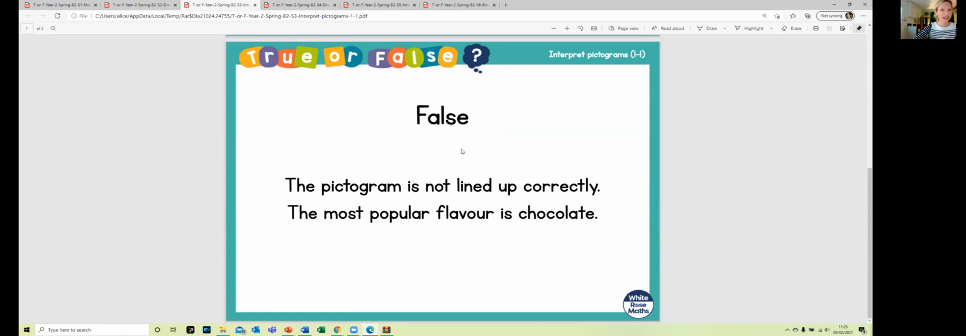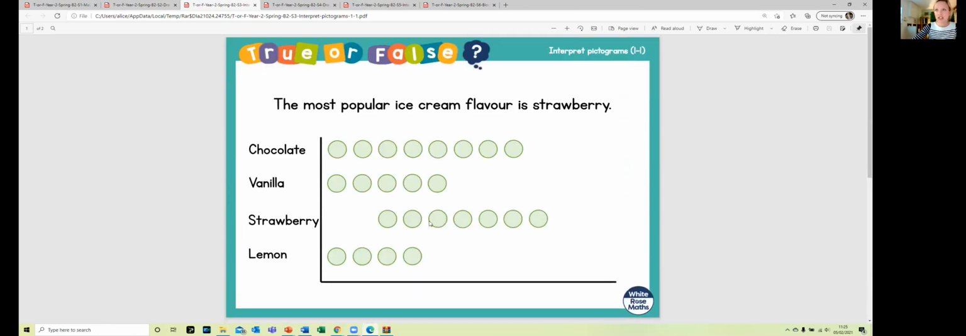It is a false statement, so well done if you put false. And it is false because, look here, the strawberry area, although it appears to come out the furthest, actually it's not lined up. It's missing the first 2 dots. It all needs to be shoved along to the left by 2, because there's only 7 strawberry dots there. Chocolate has 1, 2, 3, 4, 5, 6, 7, 8. So actually, the chocolate flavour is the most popular.